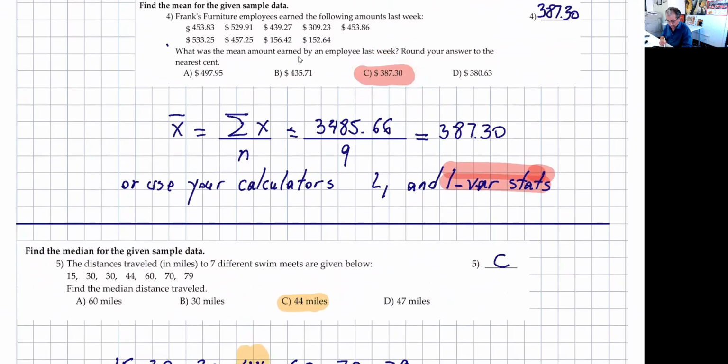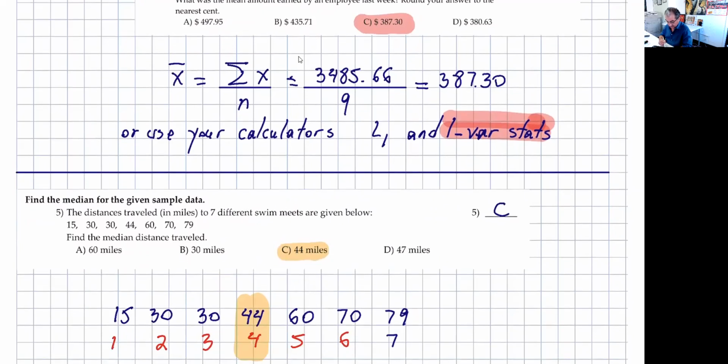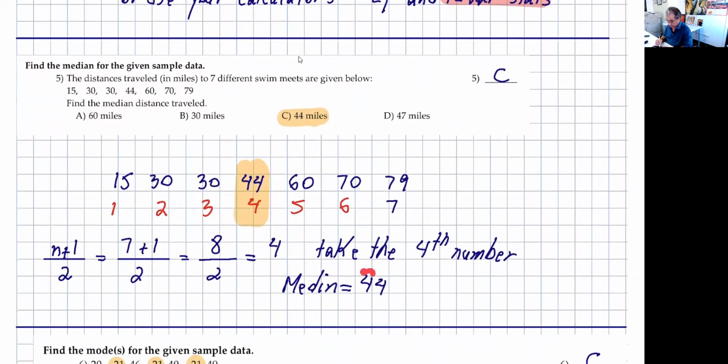Next one, it says find the median. The way you find the median, you write the numbers in ascending order, which is given. And the position of the median, we know it's n plus 1 divided by 2. If you do that, n is 7 because we have 7 numbers in the data. So it's 8 divided by 2 is 4. And for this formula, you just take that fourth number, and it's 44. So the answer is C.